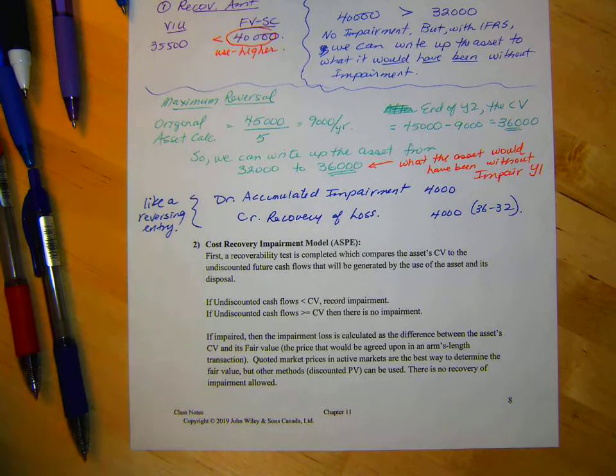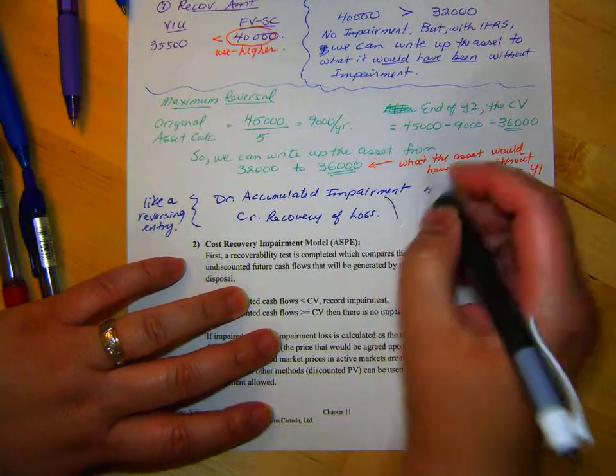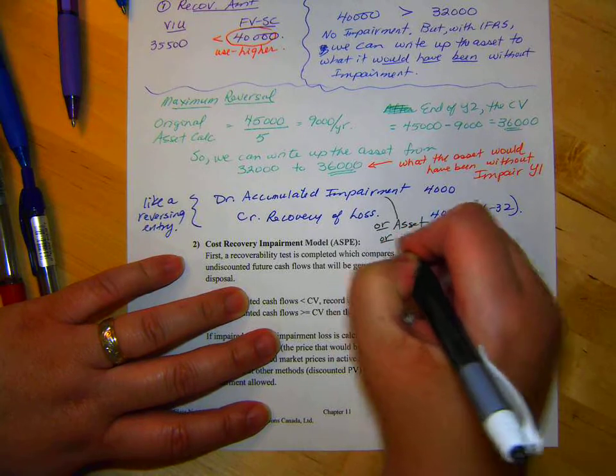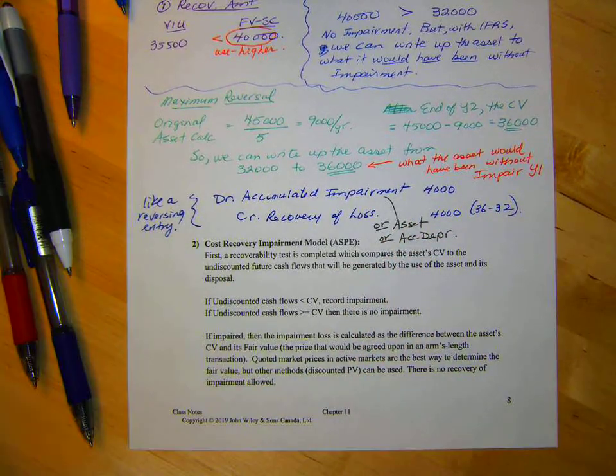Okay, one other little thing, I just wanted to draw a little line here. Don't forget, this can also be the asset itself or accumulated depreciation. Okay, I'm going to leave this and then we'll come back in the next video and do ASPE with the cost recovery, not rational impairment model.